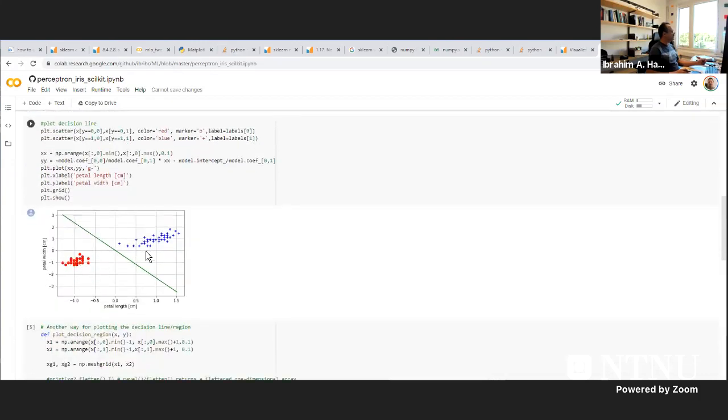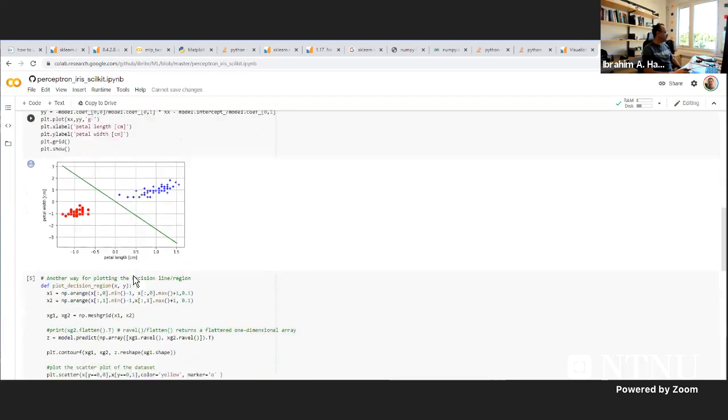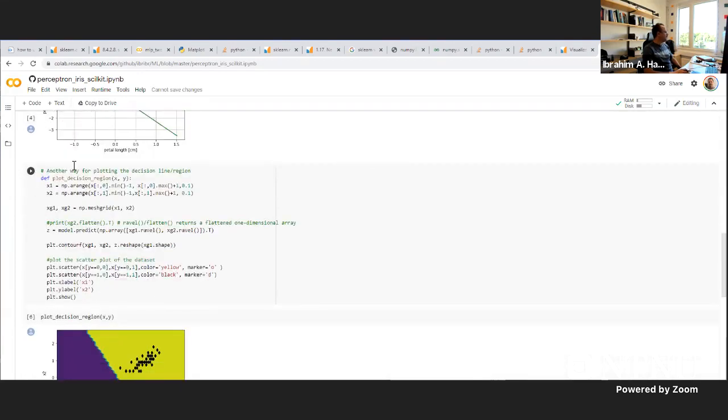We have two classes because I selected the first 100 points. So we have two classes, the blue one and the red one, and this is the decision line. How can we plot the decision line? In fact, it's omega 1 x1 plus omega 2 x2 plus b equals 0. So just substitute the values for omega 1, omega 2, and b, and we can draw the line. And I will explain how.